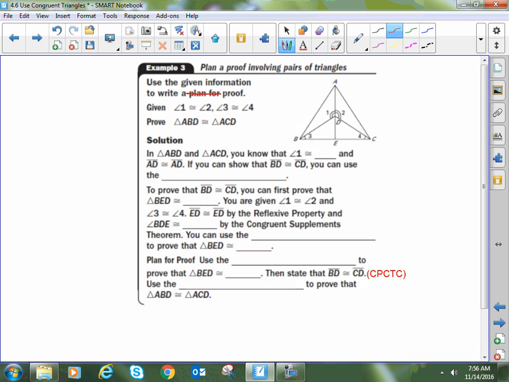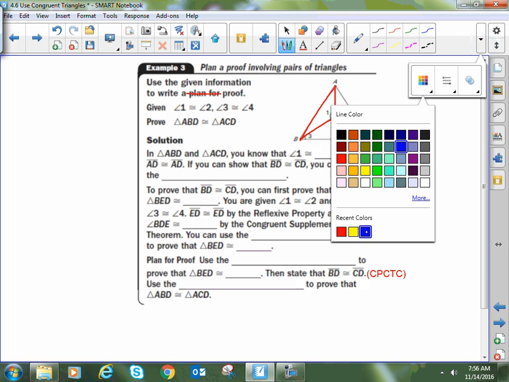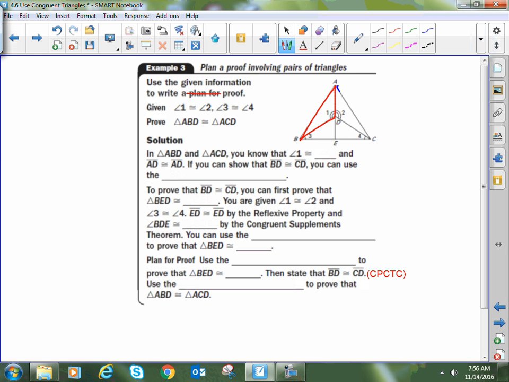We want to show that triangle ABD and triangle ACD are congruent. Angle 1 and angle 2 are the same, that's given to us. And angle 3 and angle 4 are the same, that's also given to us. So what we're looking for is we want to show that this triangle here, and let me pick a different color, triangle ACD, this triangle, are congruent to each other. Well, how am I going to show that those triangles are congruent to each other?